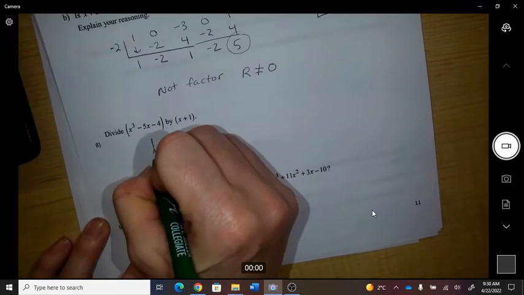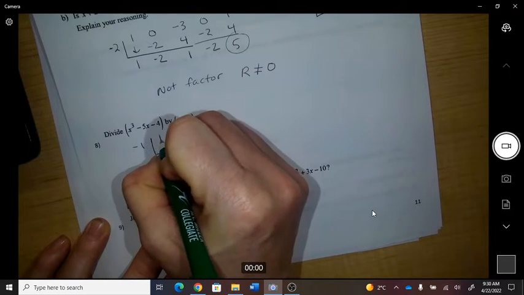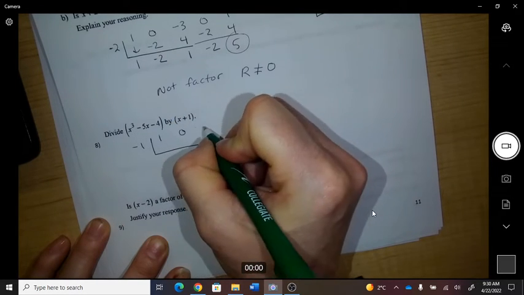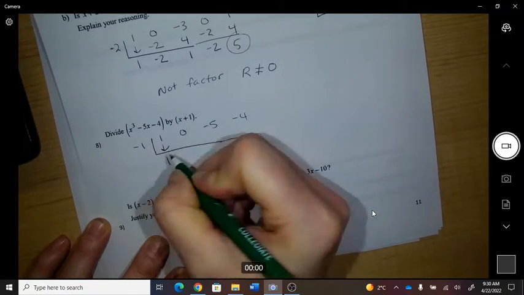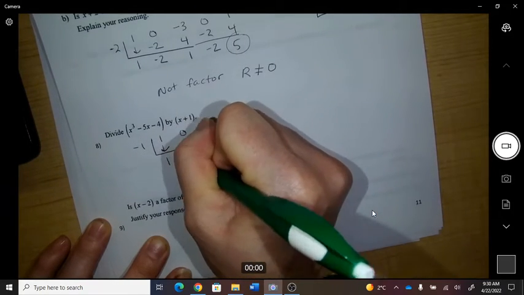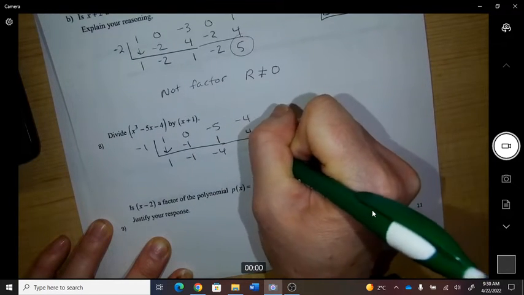Divide. So negative 1 in the front, 1 for x cubed, no squareds, negative 5, negative 4. Bring that down, multiply, add, multiply, add, multiply, add.